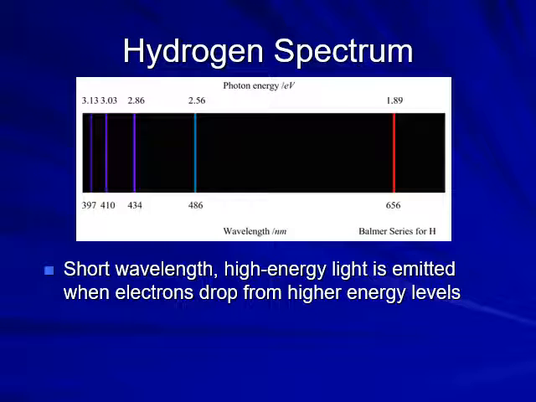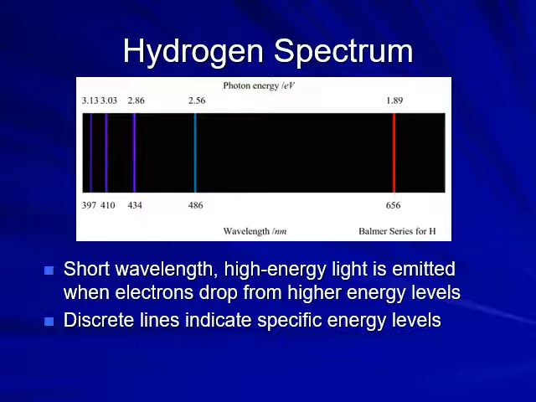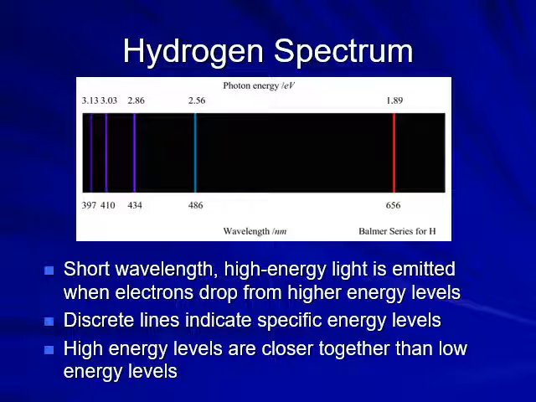Once again, here's the spectrum. So short wavelength, high energy photons are emitted when electrons drop from the high energy levels. The discrete lines indicate that there are specific energy levels, nothing in between those. And finally, the high energy levels are closer together than the low energy levels. And so that's how Bohr's model explained the observed hydrogen spectrum.